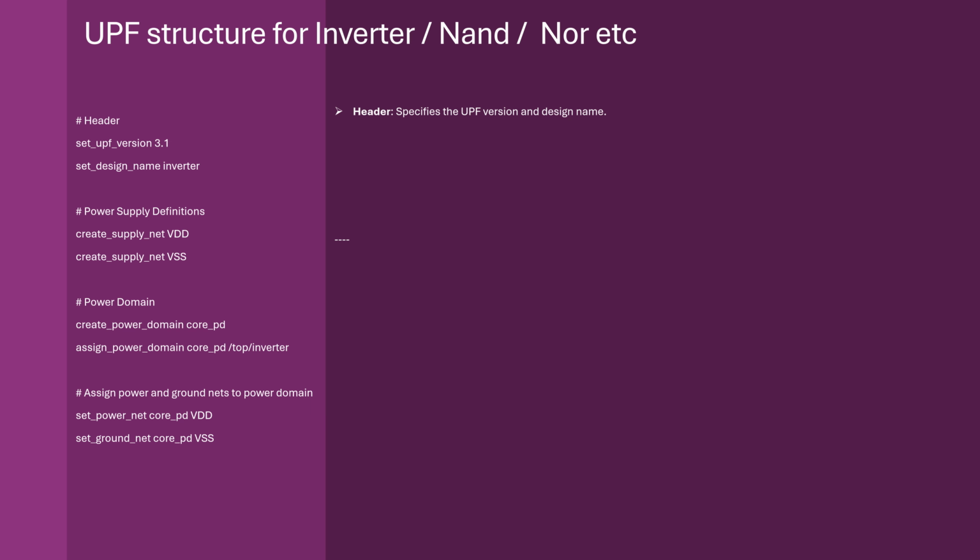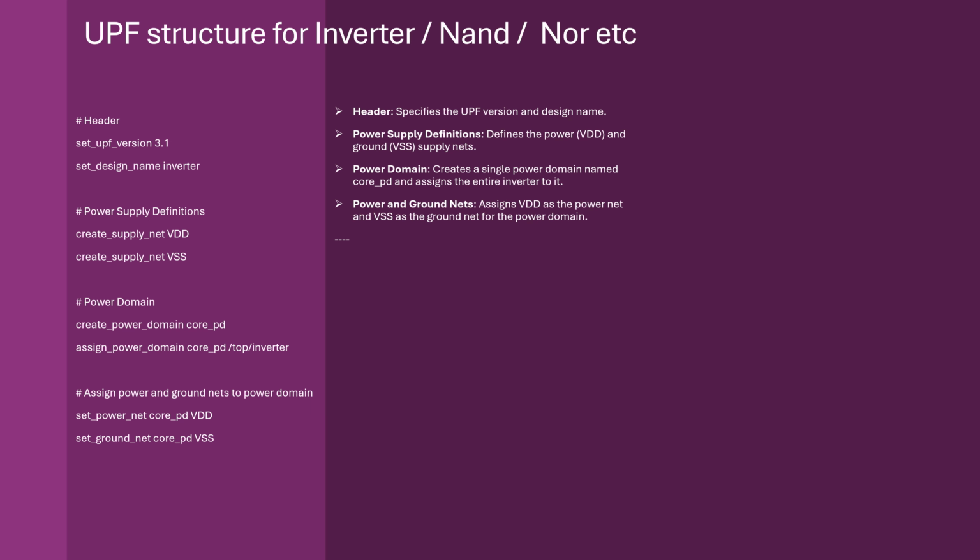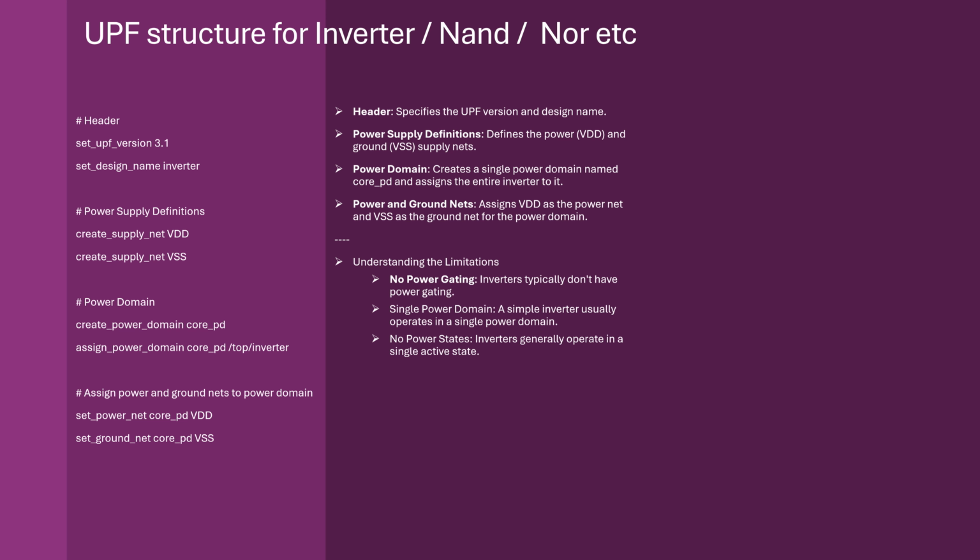So we have a header here, we have power supply definitions here, we have a power domain here, we have power and ground nets here, and whatnot. The same thing can be reused, see, these are reusable. Constraint UPF is reusable, right? A similar structure can be reused as it is for most of the similar gates.